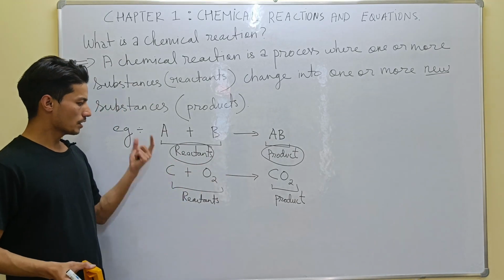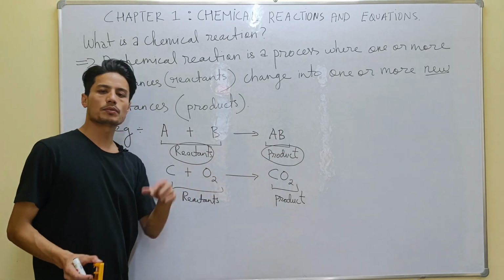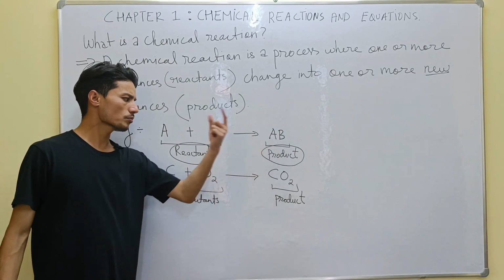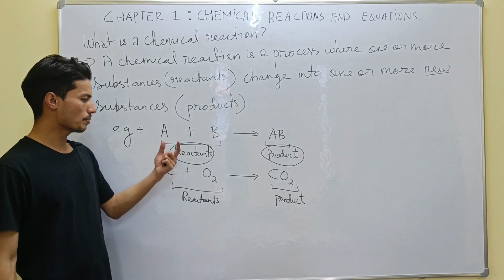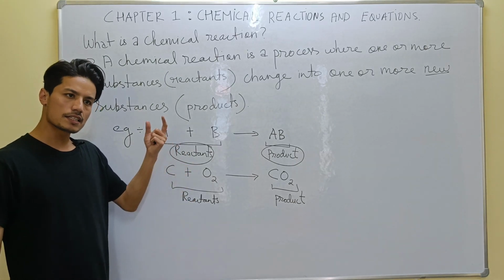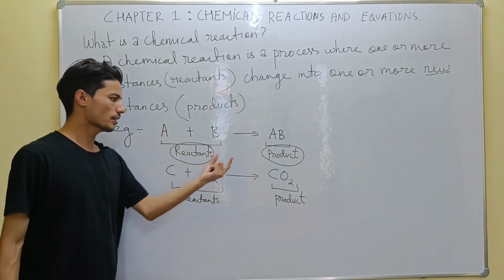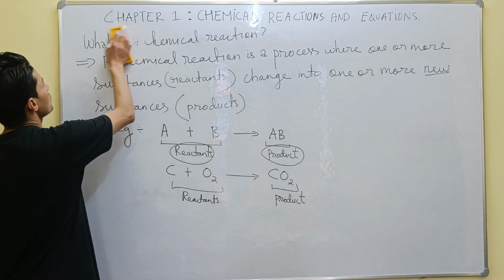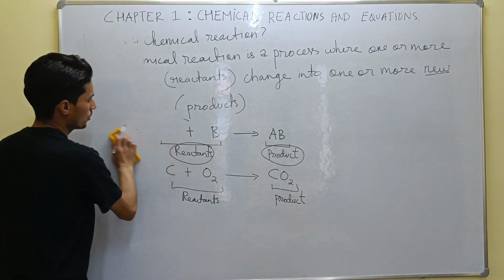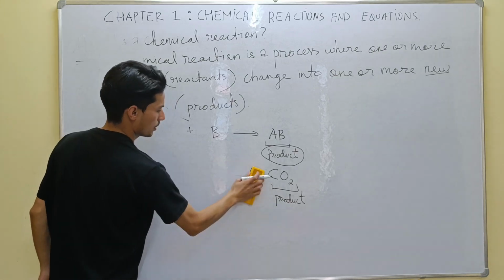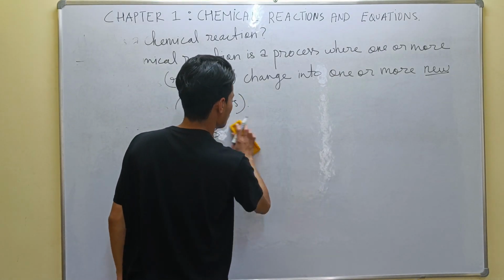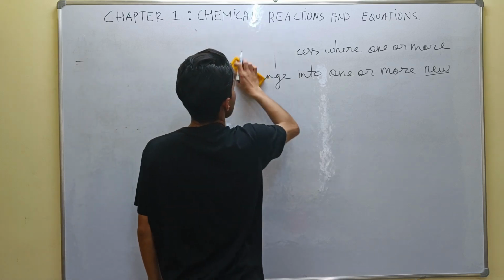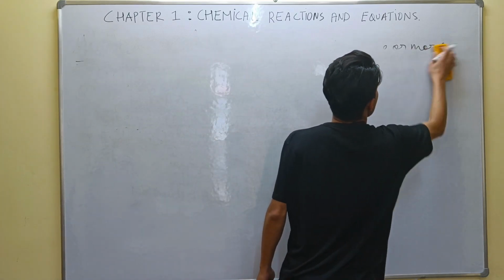So without reactants there cannot be any chemical reaction. Without reactants we will also not get a product. So remember, a chemical reaction takes place between reactants and gives products. Right, now we go to the next one. Let me quickly tell you what reactants are and what products are. So now we will discuss what are reactants and what are products.